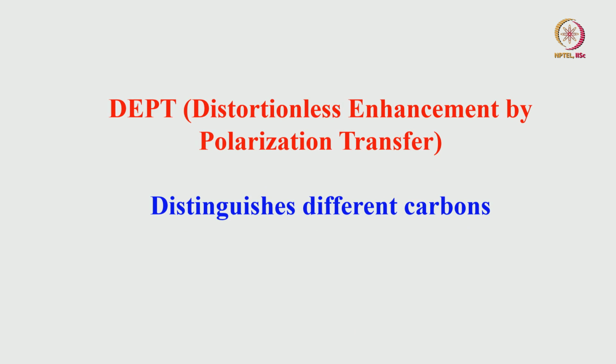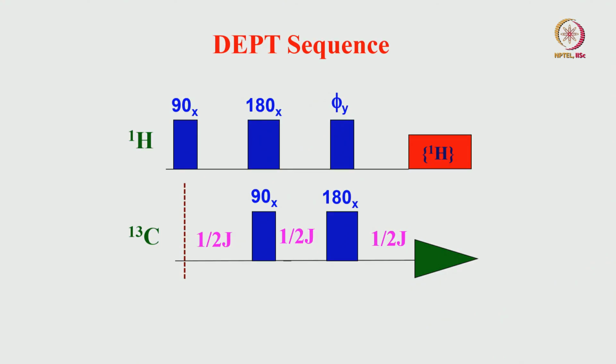So, of course, DEPT is another one, called distortionless enhancement by polarization transfer. I already discussed this. This is one which is used to distinguish different carbons attached to different numbers of protons. This uses polarization transfer I told you when I explained carbon 13, but I did not explain polarization at that time. Now with the understanding of polarization transfer, you know what DEPT is. So simply I will show you an example of the DEPT sequence. This is what we discussed.